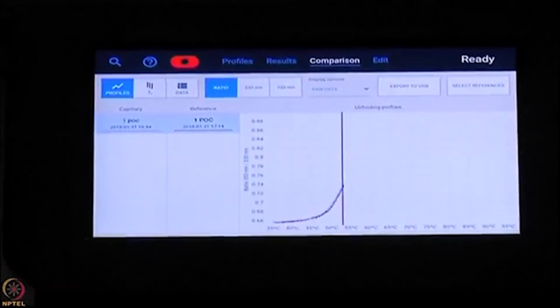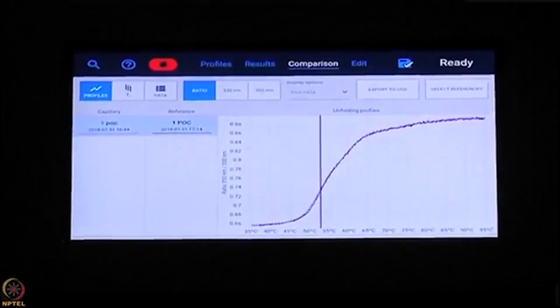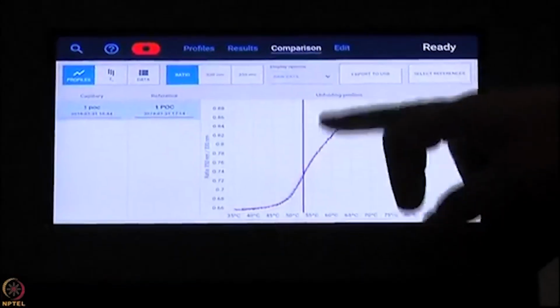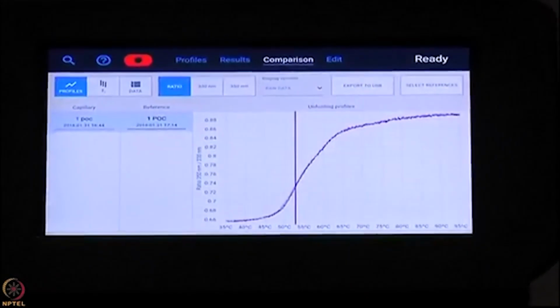Because in 1 sample, it does not make sense to show you all the data, so we have shown you the previous data. This is how typically you are getting it here. The software automatically calculates and then shows you the TM of it like this.